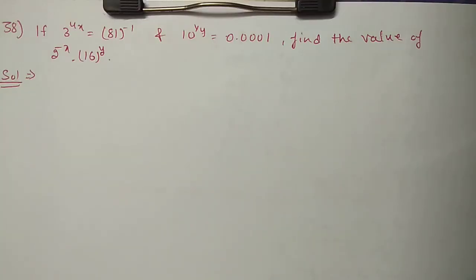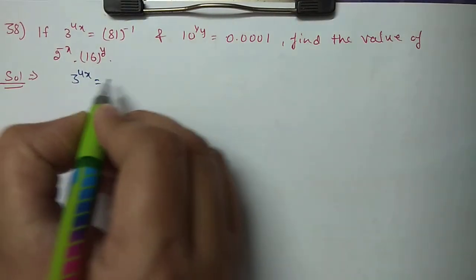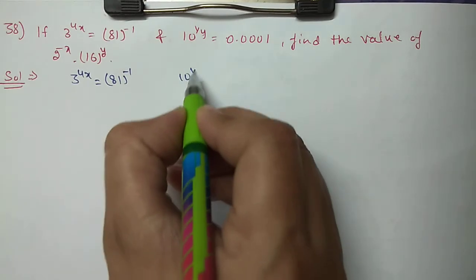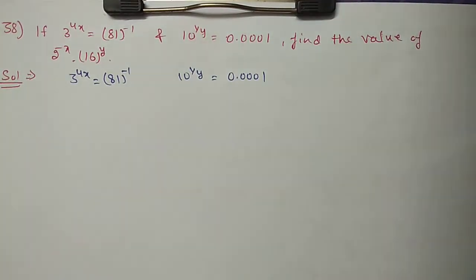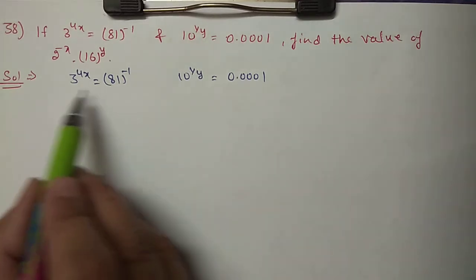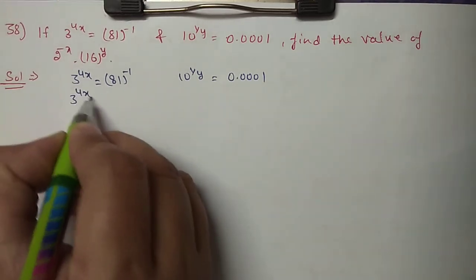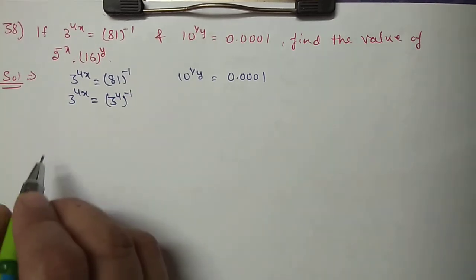Question number 38. If 3 to the power 4x is equal to 81 to the power minus 1 and 10 to the power 1 by y is equal to 0.0001, then we have to find the value of x and y, and then 2 to the power minus x and 16 to the power y value we have to find out. So first we will change into the same base and compare the powers. 3 to the power 4x, and 81 we can write as 3 to the power 4, whole to the power minus 1.